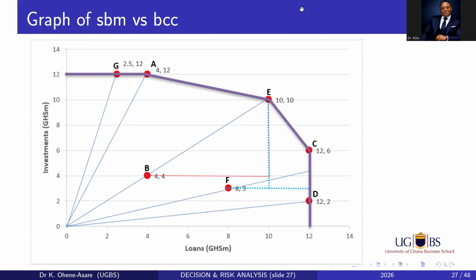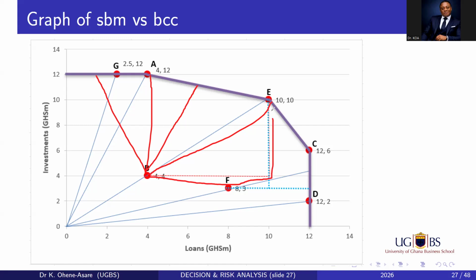So let me just take A. Whilst you're at B, you can reach the frontier this way. You can reach the frontier that way. You can reach the frontier that way. You can go in the DEA way. And then you can also reach the frontier that way, and then that way, and that way, and then that way. And you can use several means to do that.